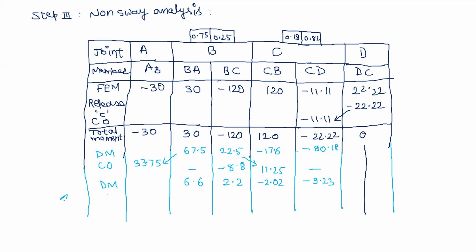Then we have carryover. The carryover of this is 3.3, then carryover of this 1.1, carryover of this minus 1.01. We do not have carryover of this. And then we will go to the last distributed moment. Now again we do not have anything for BA, and nothing for CD.